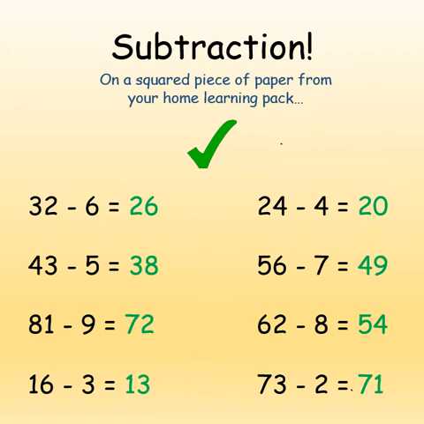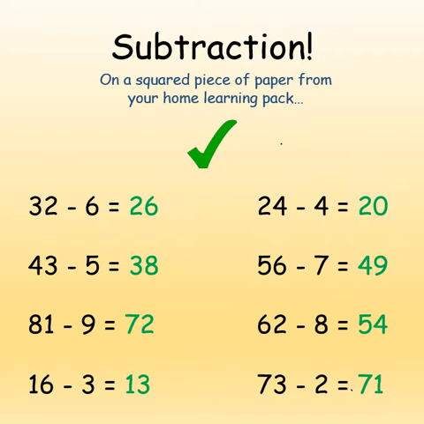Okay, let's check. 32 subtract 6. You should have put 26, so give it a tick if you got it right. If you didn't, please change it. Okay, the next one, 43 subtract 5. What's 43 subtract 5? Super, well done, it's 38.